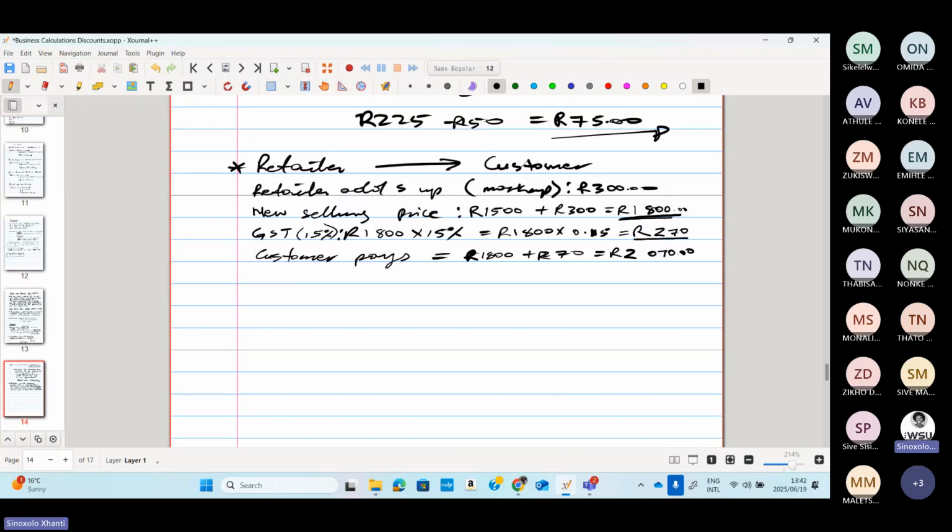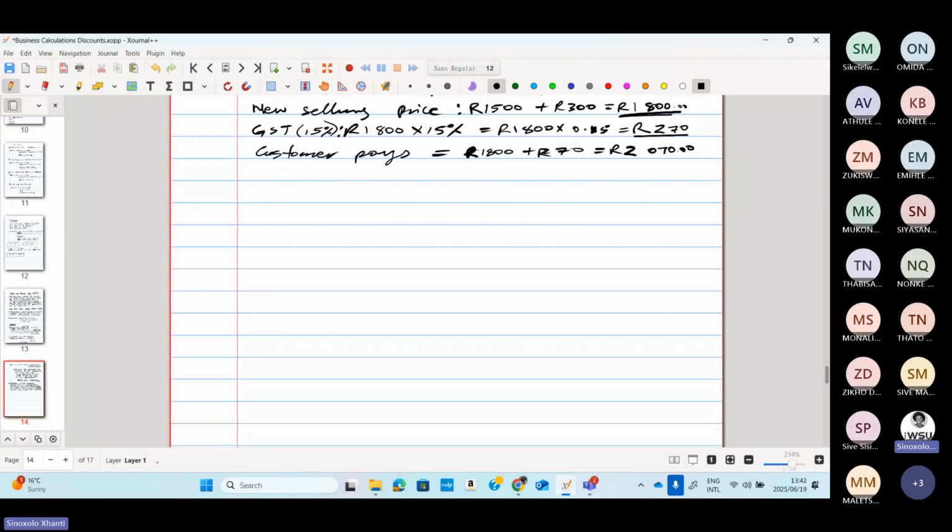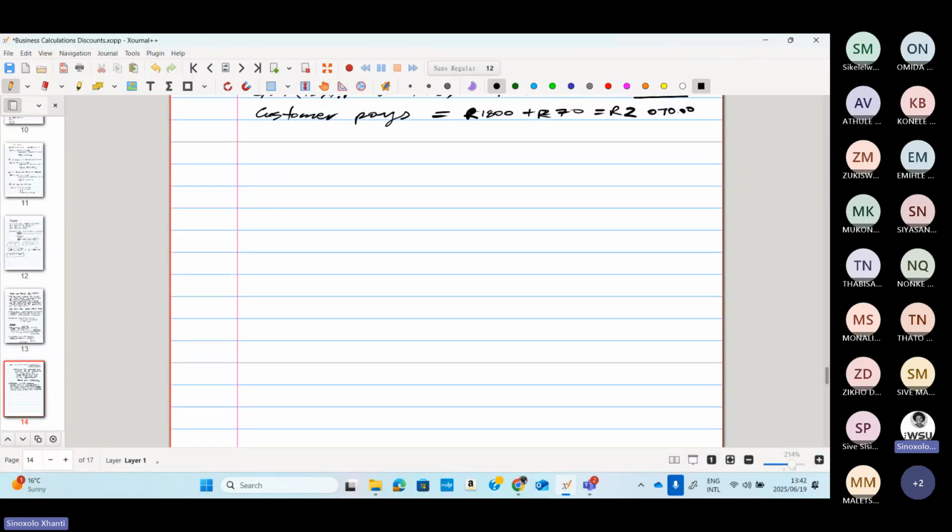Okay, let's look at something now. We were talking more about GST, and most of this was emphasizing the VAT. Now the question is, where is GST used? This is also one thing that I wanted to talk about. Where is GST used?